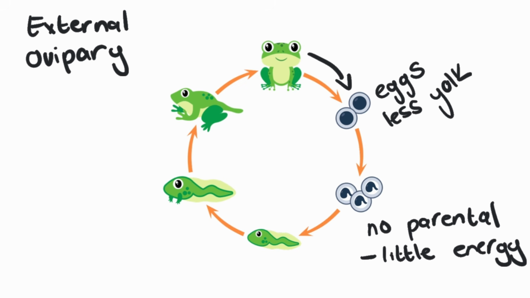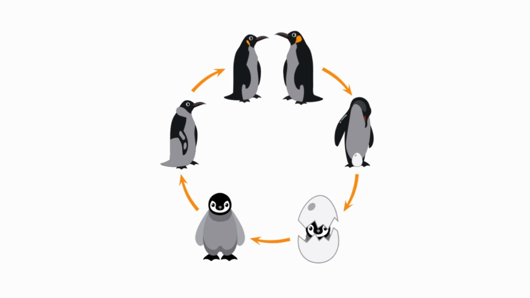So this is a frog. It's got external fertilization, but it is oviparous. Let's compare it to another oviparous organism that has the opposite of all of this. Now, this example is the complete opposite of the frog in that it is internal fertilization in penguins. It does have parental care.